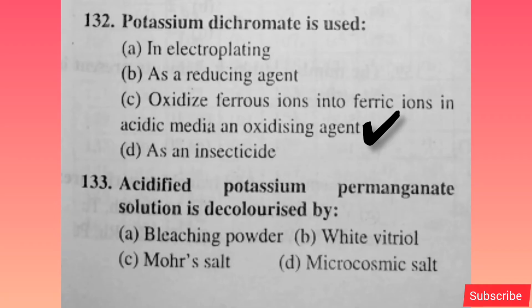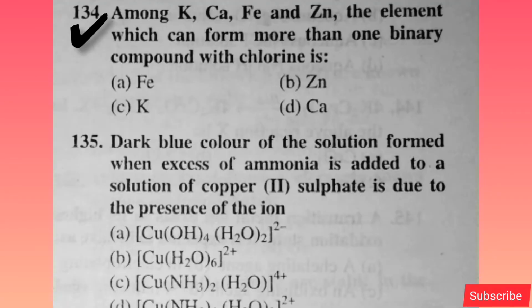Option C is correct. Acidified potassium permanganate solution is decolorized by Mohr salt. Option C is correct. Among K, Ca, Fe and Zn, the element which can form more than one binary compound with chlorine is. Option A is correct.